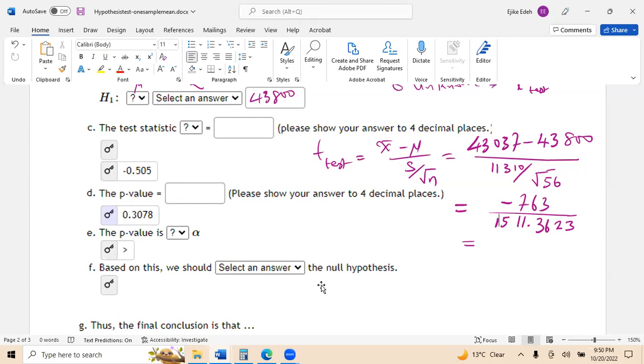So if we divide this up, we get our test statistic as negative 763 divided by 1511.3623, which gives negative 0.5048. If we round this to 3 decimal places as the question indicated, then we have negative 0.505, and that agrees with our test statistic. So our test statistic is negative 0.505.